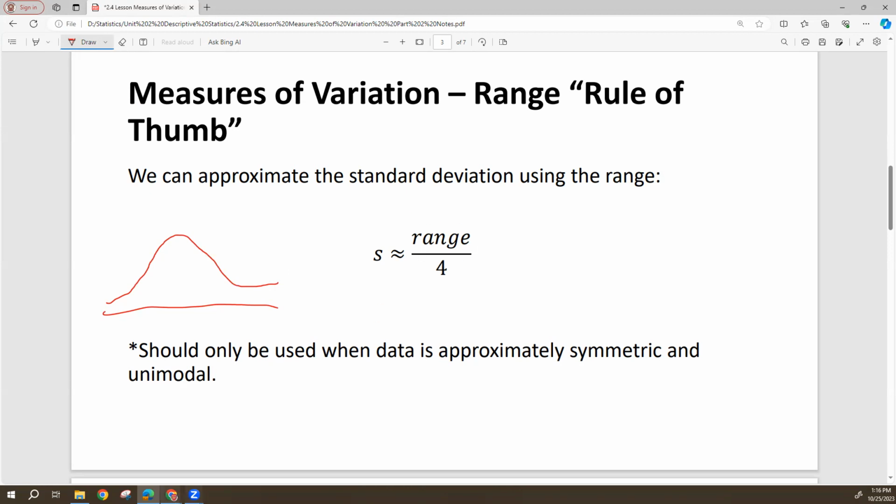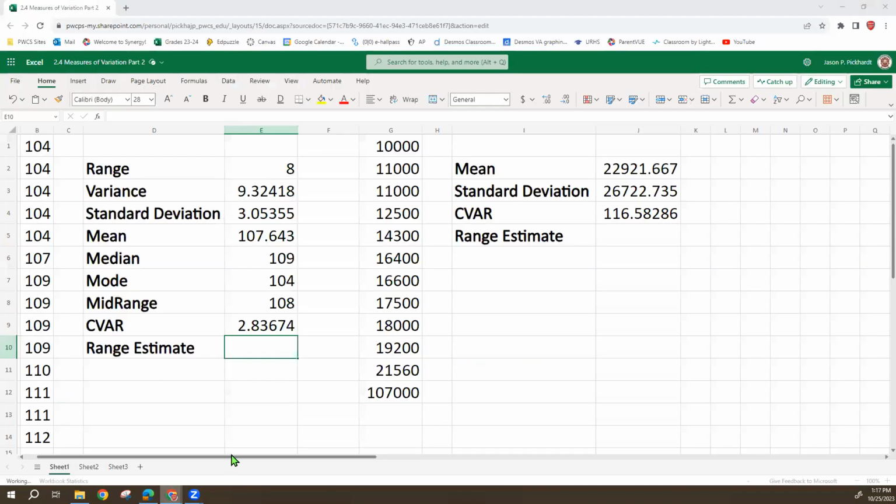But we can do that for these two data sets. We're going to take our range. So I can say equals, I'm going to take my range and then divide it by 4. And you can see it's less than our standard deviation. And that might be true because this might not be a symmetric data set.